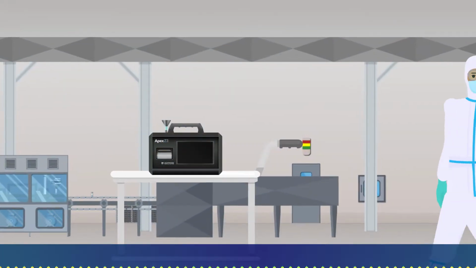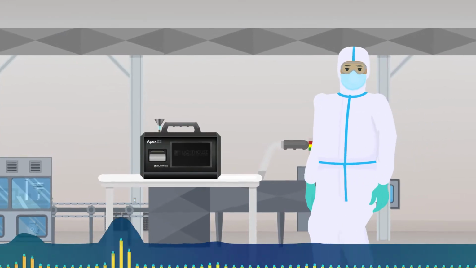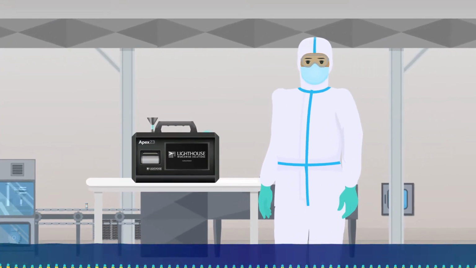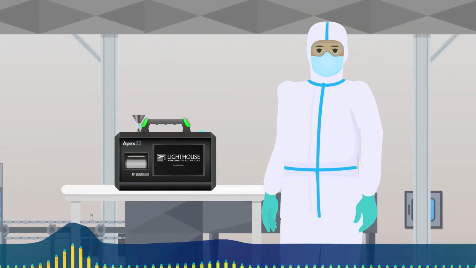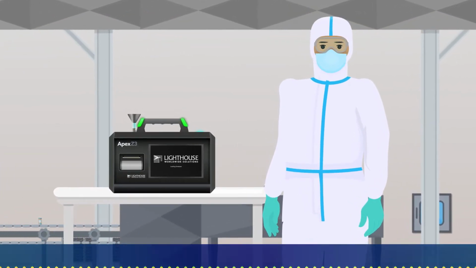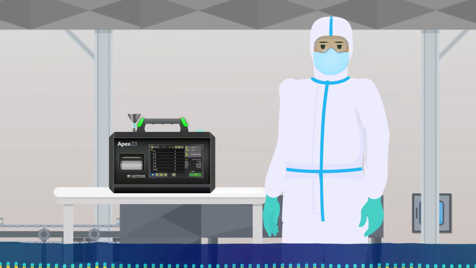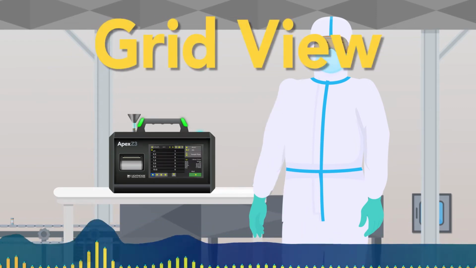Up to now, we've talked about how easy the ApexZ can be to use. We've gone over features like presets and groups, which are just a few of the ApexZ's features designed to make life easier when you're doing routine sampling. Now, I want to talk to you about the brand new feature the ApexZ has, called Grid View.